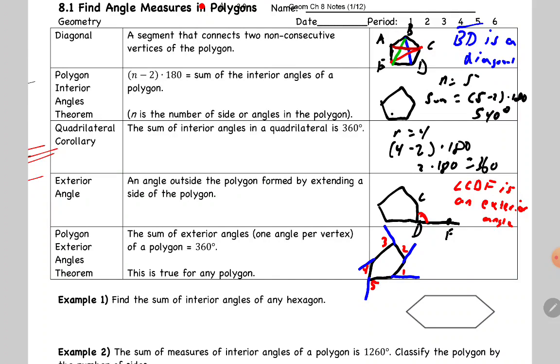All these angles are exterior angles. The sum of all the exterior angles, angle 1 plus angle 2 plus angle 3 plus angle 4 plus angle 5, is always equal to 360. Because all you're doing is going around in a circle.